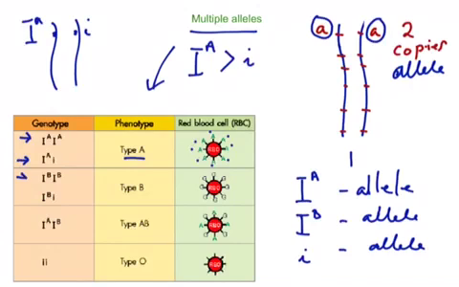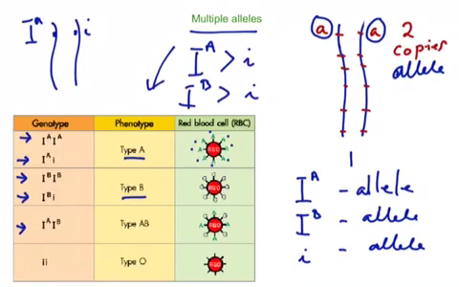If you happen to have the genotype I big B I big B, then you will be blood type B, and all your blood cells will only carry the antigen related to that. If you happen to be I big B little i, same thing: I big B is dominant over little i, so again you'll just be blood type B.